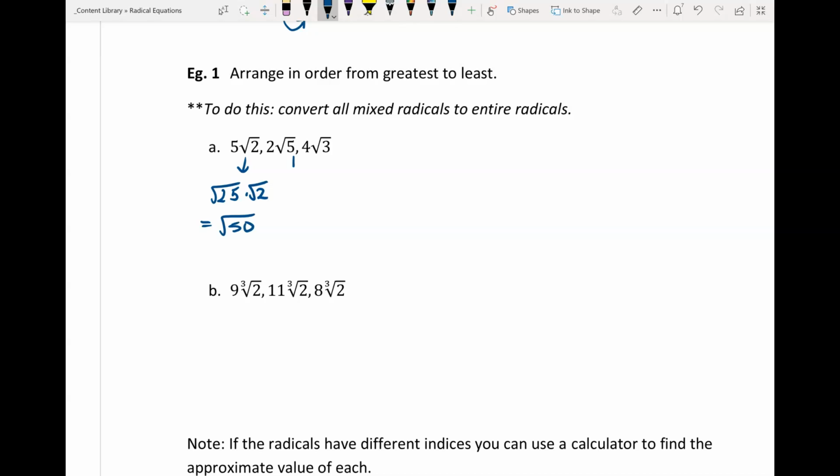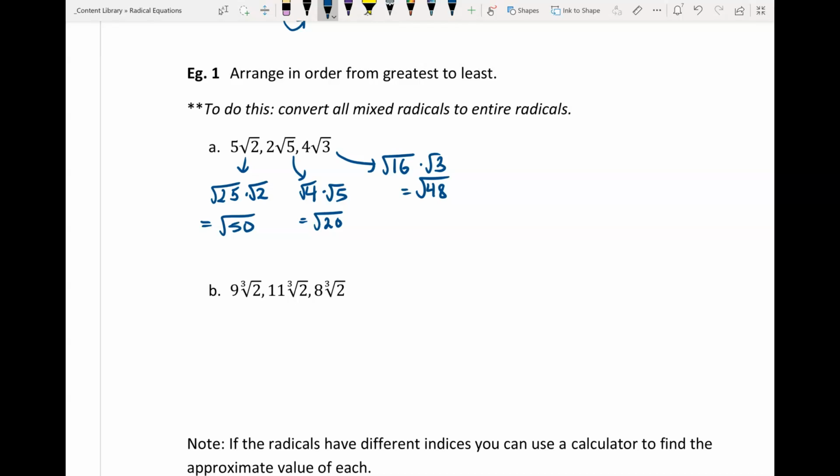Okay, now we're going to move on to the next one here. We have 2 root 5. 2 can be expressed as root 4 times then root 5. Which is root of 20. And then this last one here, we have 4 root 3. Instead of 4, I can rewrite this as root of 16, because the root of 16 is 4. And then 16 times 3 is 48.